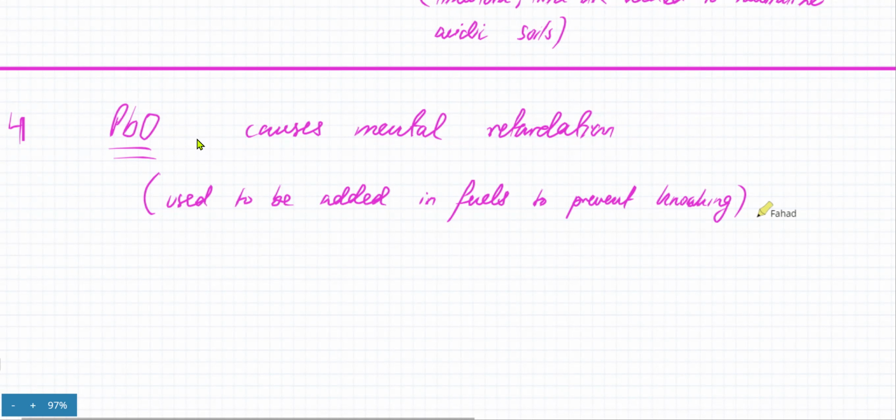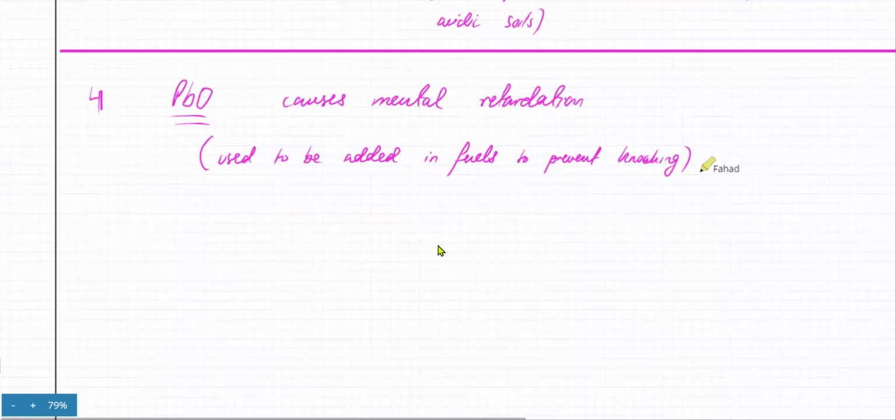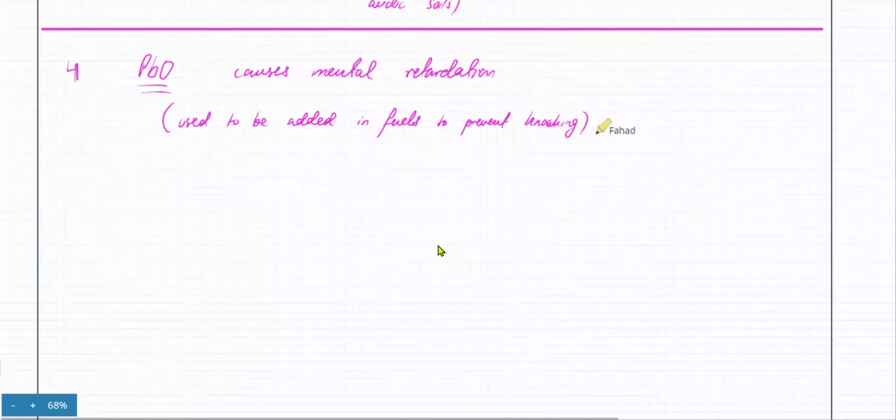But then they started noticing something, that a lot of people who were perfectly normal had started developing psychological issues, hallucinations, etc. And then they linked mental retardation with lead oxide. So in the 1920s, they used to add a lot of lead in the fuels. So that was one very major pollutant.